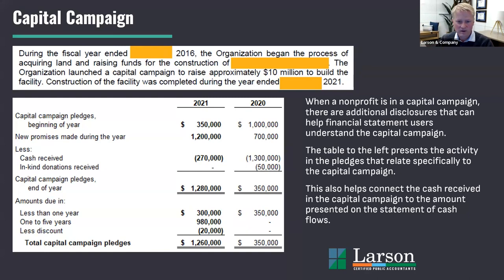This can also help connect the cash received in the capital campaign to the amount presented on the statement of cash flows. Because like I mentioned, that's going to be a financing activity down below. So this can kind of help tie those together. Okay.